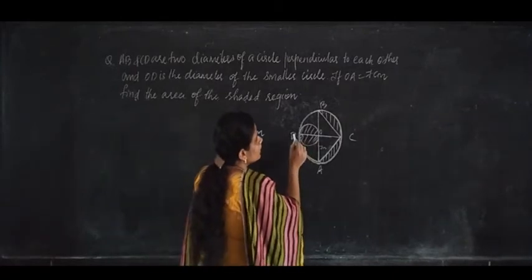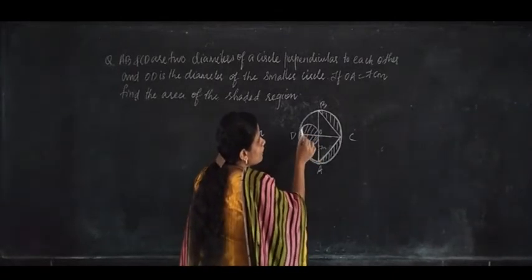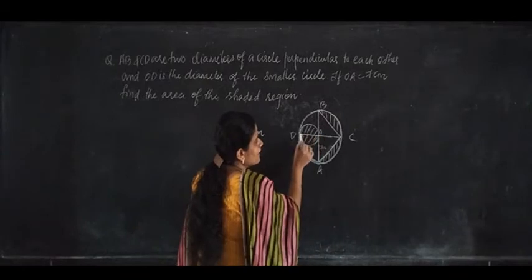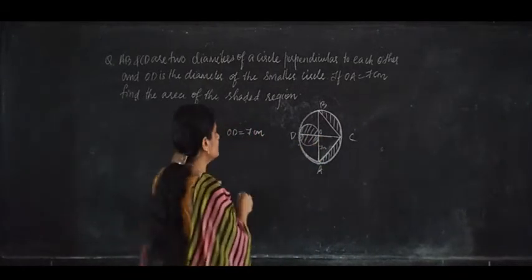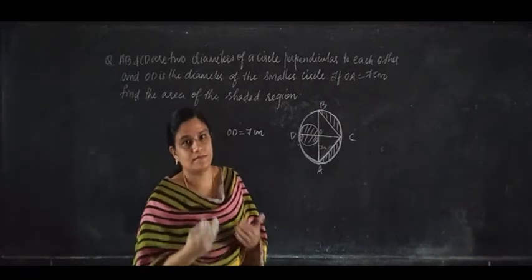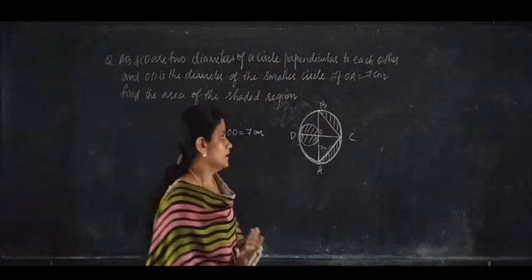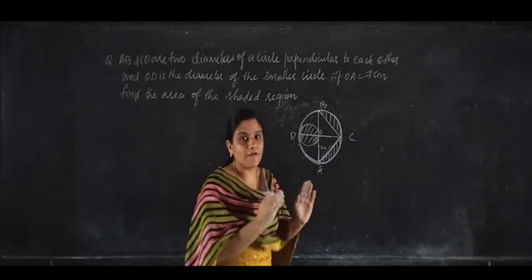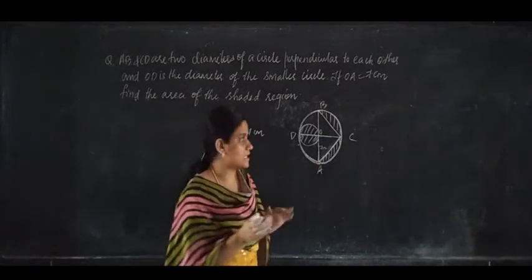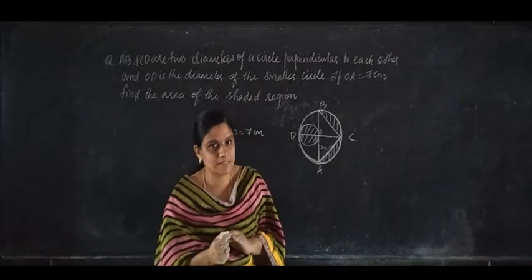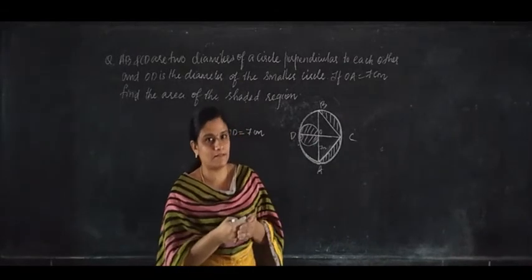Okay. Now, in the smaller circle, the diameter is equal to 7 cm. Then what will be the radius there? Yes, 7 by 2. Now, our question is we have to find the area of the shaded region. The smaller circle is shaded. So first we will find that.